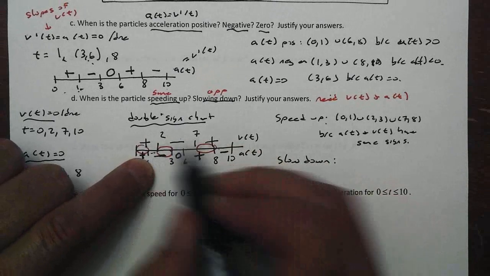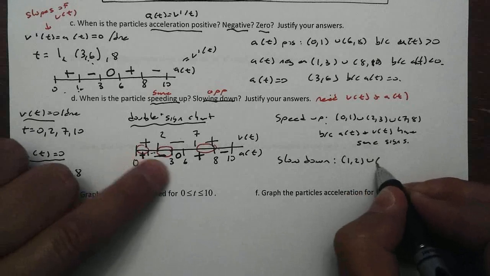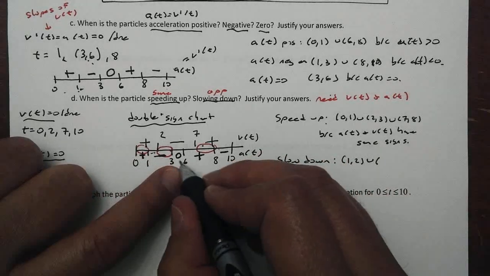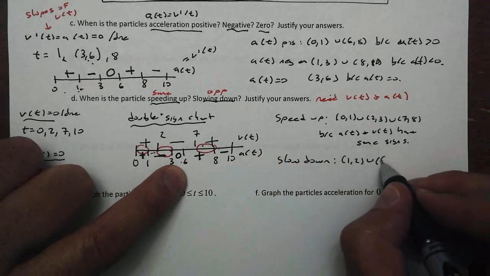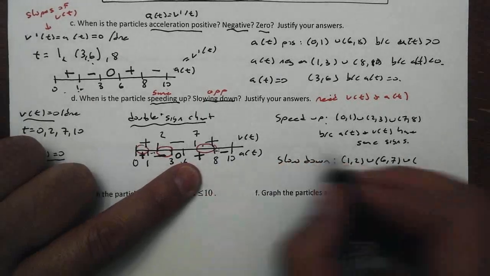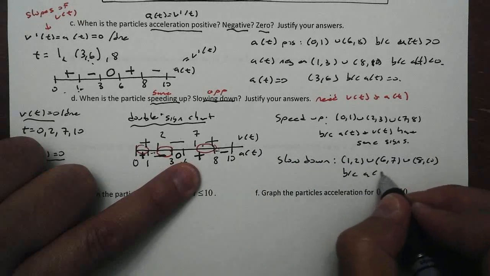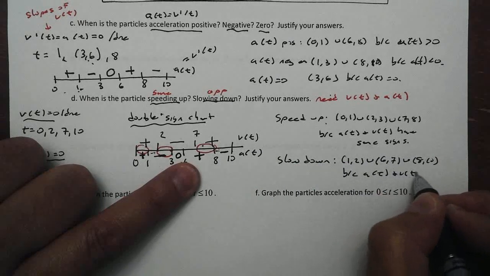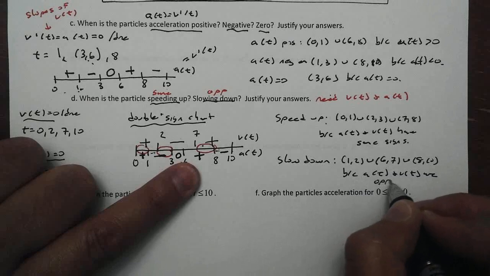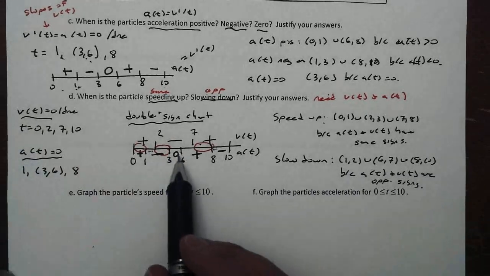Looks to be between 1 and 2, or 6 to 7. We'll talk 3 to 6 in a second. 6 to 7, or 8 to 10. And that is because acceleration and velocity are opposite signs. Now, you might be wondering, well, what about 3 to 6?